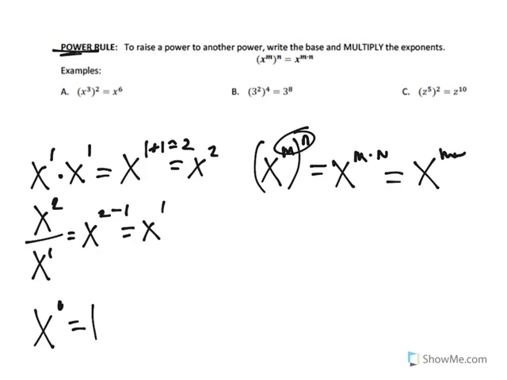Okay? So let's look at an example here. Let's say we have x to the third, and this whole piece is raised to the second power. We multiply these two numbers here, and we get x to the sixth.